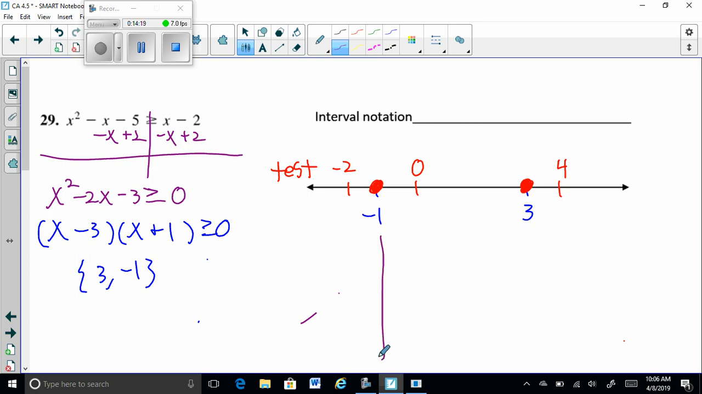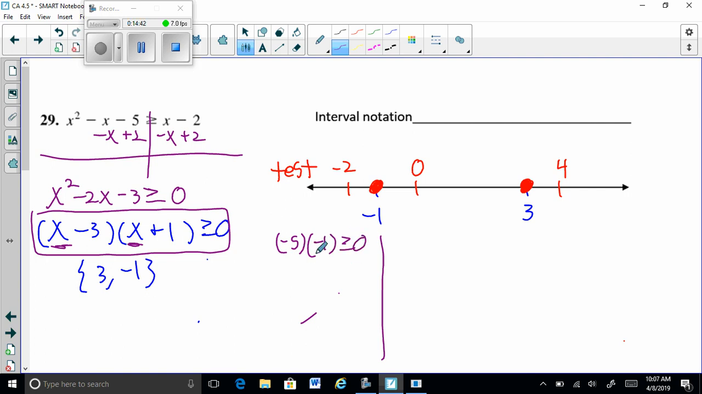Okay, so when we test negative 2, like I said, it might be easier just to plug it into here and test it into this one. We plug it in here and here. And really, you should just be able to do the math in your head. So negative 2 take away 3, that would give us negative 5 times, and if you plug in negative 2 right here, that would be a negative 1. We want to know if that's greater than or equal to 0. Well, negative times a negative is positive, and 5 is greater than or equal to 0, so that's going to be true. So we'll go ahead and shade that way. There you go.